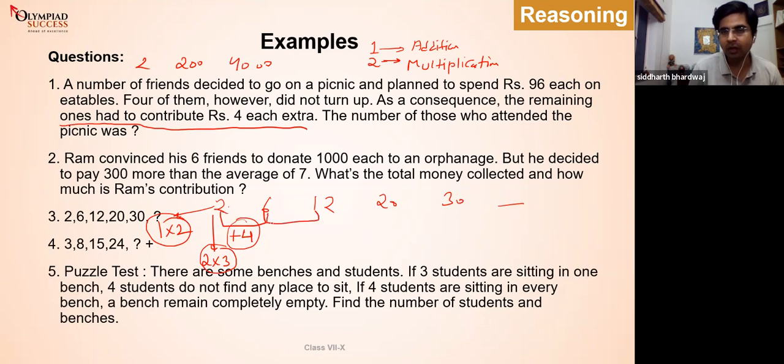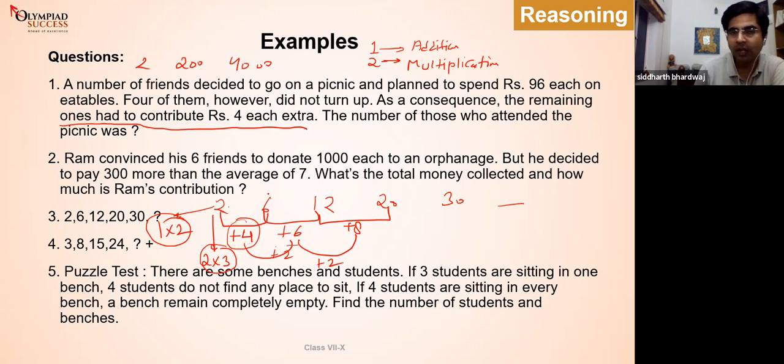From 6 to 12, how much have we added? Plus 6. We have added 6, right? So this 6 and 4, can they relate? Yes, obviously. From 2 to 6 we added plus 4, and from 4 to 6 we added plus 2. Let's check whether this follows. From 12 to 20, we have added 8, and from 6 to 8 we have added 2. It is like that.